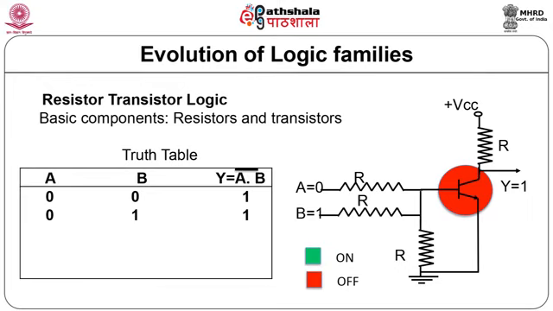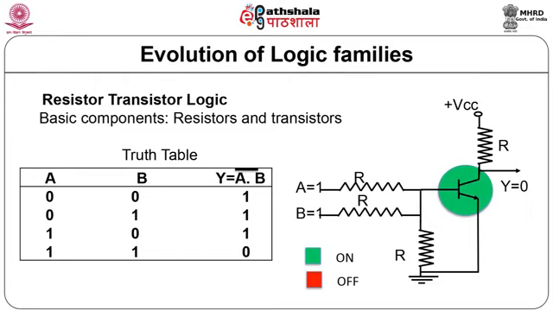When A is 0 and B is 1, the transistor will be off and output is logic 1. When A is 1 and B is 0, again the transistor is off and output is logic 1. But when both are 1 1, that is A equal to 1 and B equal to 1, in that case the transistor will be on and output is logic 0.